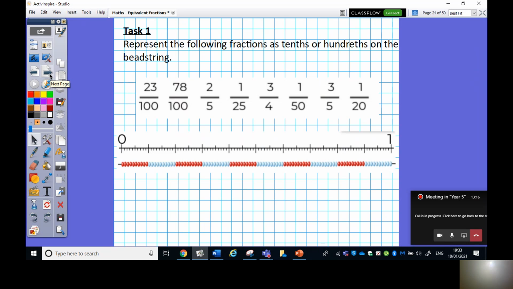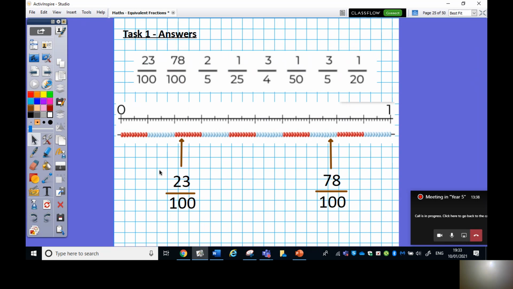So your task now is to represent the following fractions as tenths or hundredths on the bead string. Pause the video, and then when you're ready, return and we'll go over the answers together. Welcome back. Let's go through. Now these are quite simple because we have 100 beads and we can see that 23 hundredths would be here, 23 beads, and 78 hundredths would be here, 78 beads.